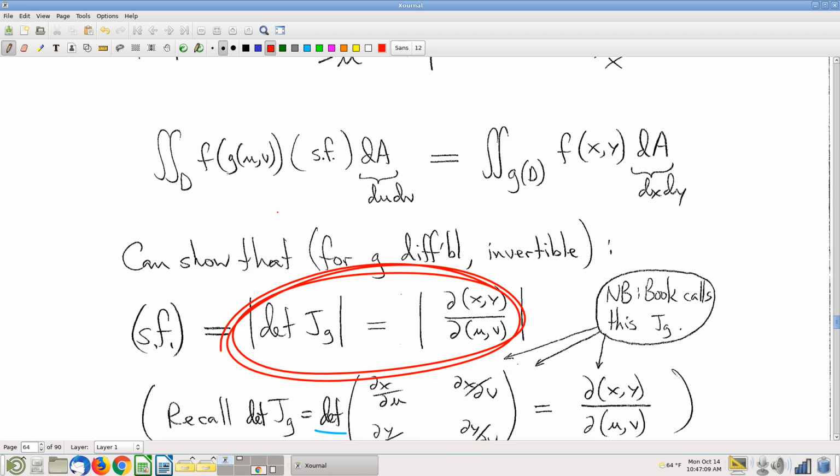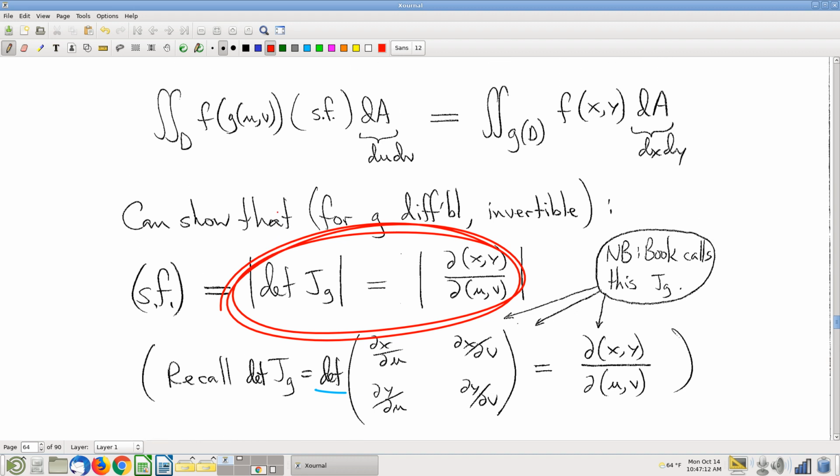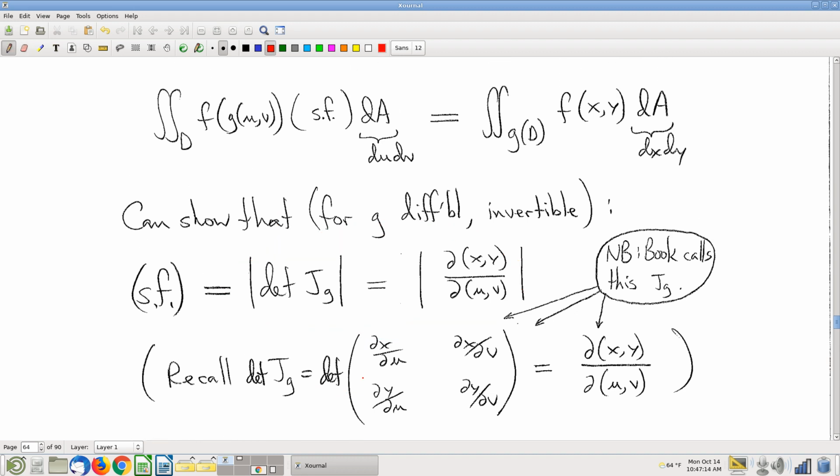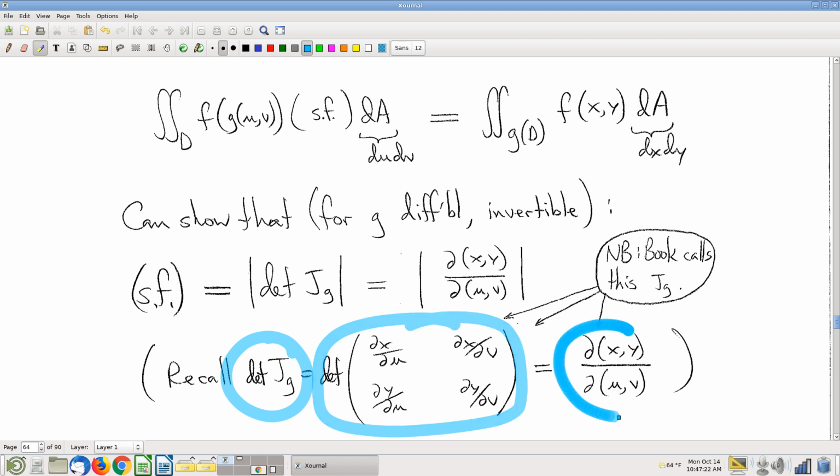So, now a word of warning about the book. The book makes a notational choice that I find uncomfortable. The book takes this stretching factor. Here's 3 different ways that you can write the stretching factor. The book refers to that stretching factor as just JG. I don't like that. I don't like it because that matrix by itself is what I call JG. To me, that's the Jacobian. J for Jacobian.